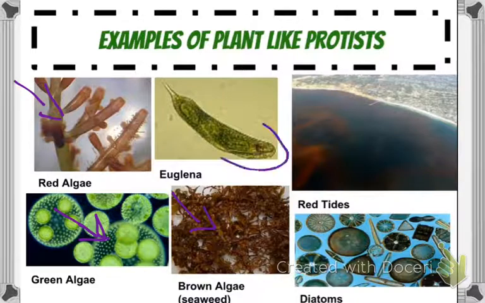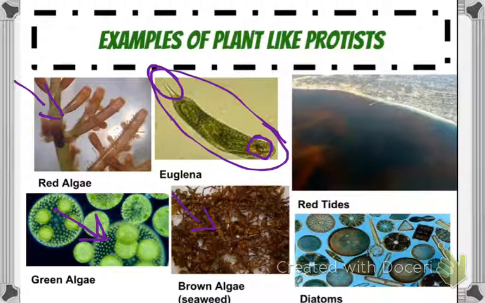Euglena, very cool, very interesting plant-like protist. It undergoes photosynthesis. It has what's called an eye spot that is a kind of light sensor that allows it to move towards light. And you'll notice down here at the end, it looks like it has a flagella of some sort. And these particular protists actually move around. And we're going to take a look at some of these under the microscope as well. Red tides, these are another form of algae that we might be looking at. And the last one, we're going to look at some actual slides of diatoms.